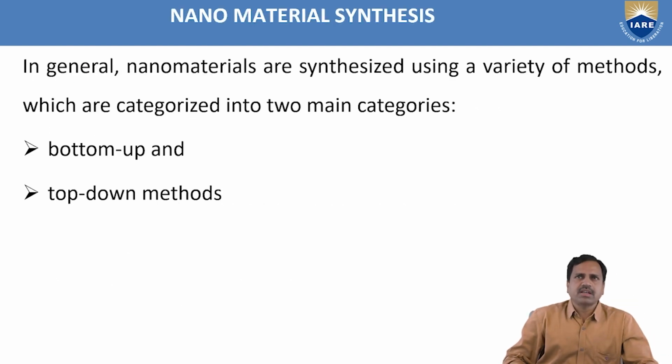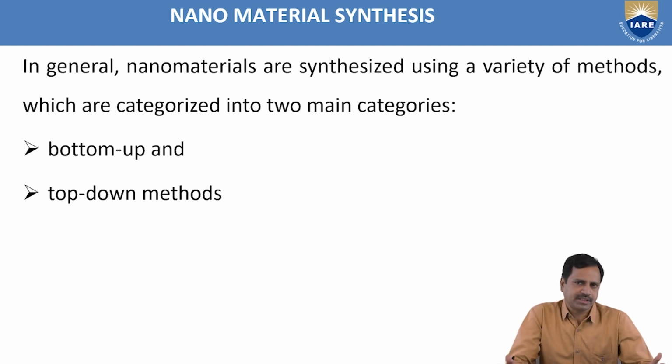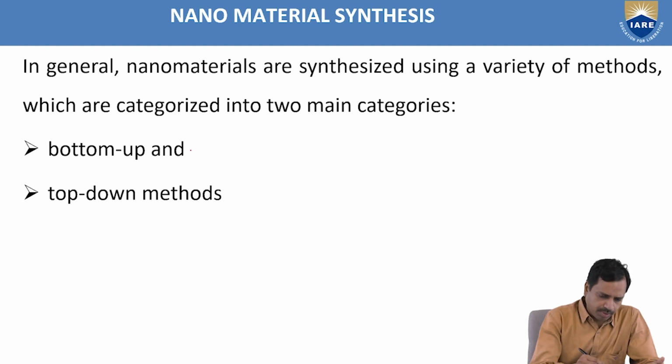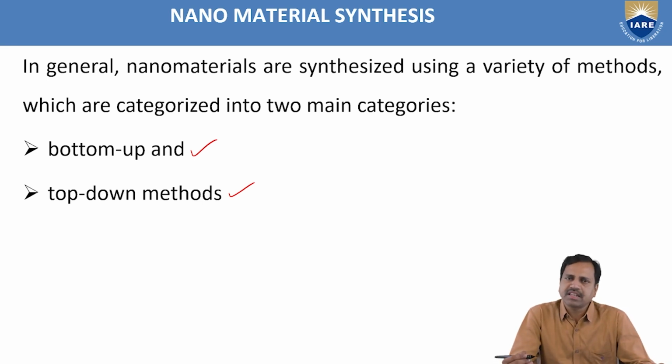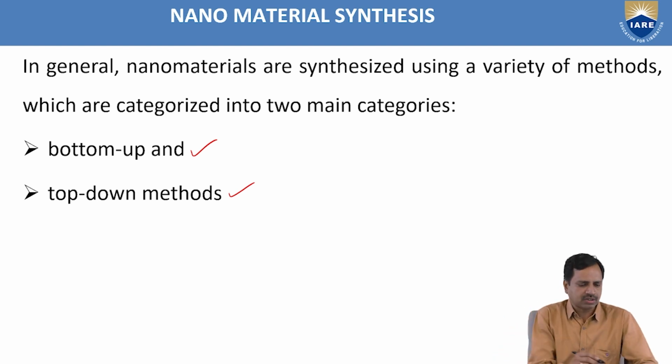In general, nanomaterials can be synthesized by a variety of methods, which are broadly categorized into two main categories: bottom-up and top-down methods. The bottom-up approach is a method where, while we are synthesizing the nanomaterials itself, we are converting into nano size. Whereas top-down means the materials are already synthesized or present, and we bring that material down to the nano size. That is called the top-down method.